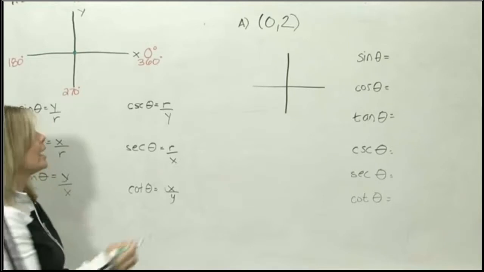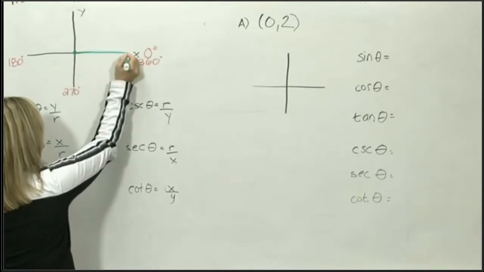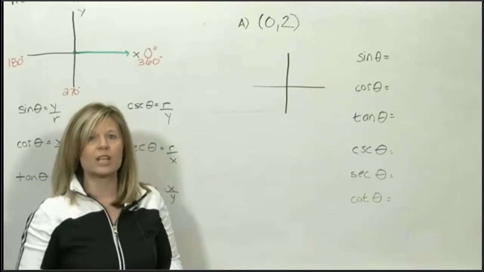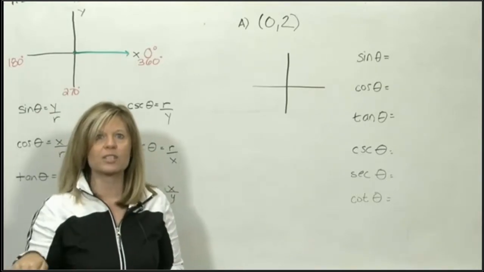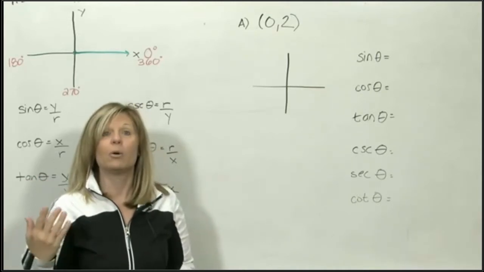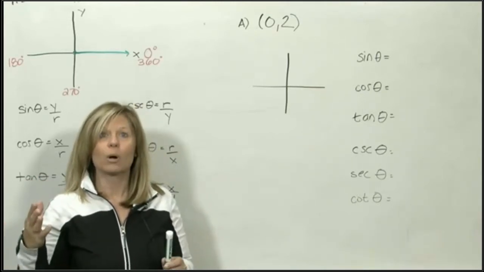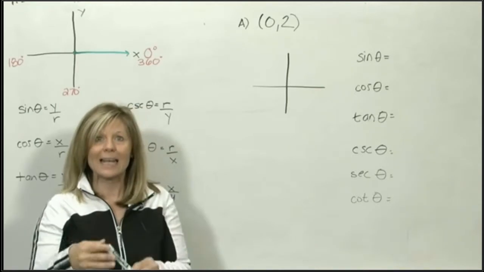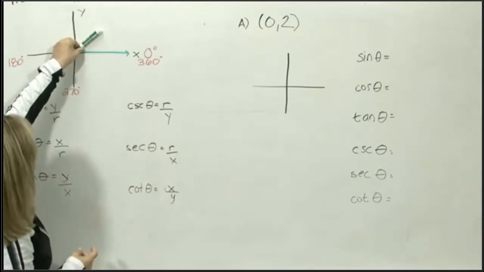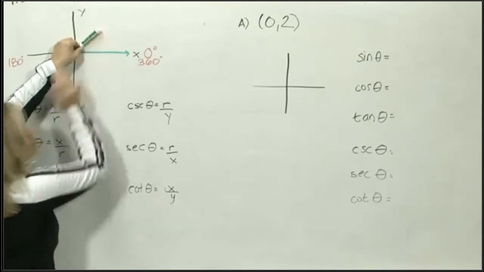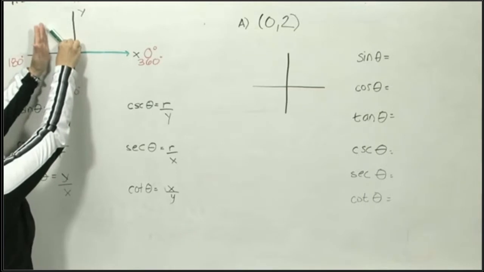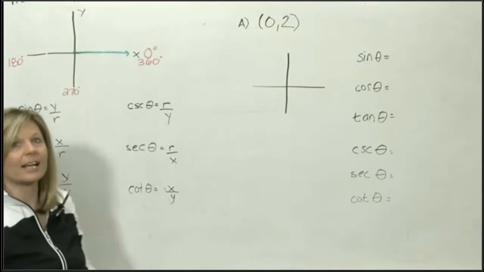Our initial ray always goes on the positive x-axis. And what we saw in the last video is our terminal ray will rotate counterclockwise if our angle is positive, clockwise if our angle is negative. But in the last video, our terminal ray landed inside one of the quadrants. So if our terminal ray lands in quadrant 1, we could draw the right triangle. If our terminal ray lands in quadrant 2, we could draw the right triangle, and so on.